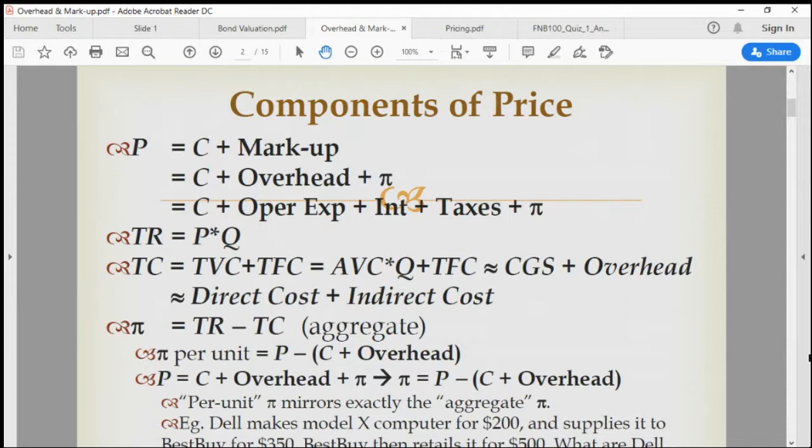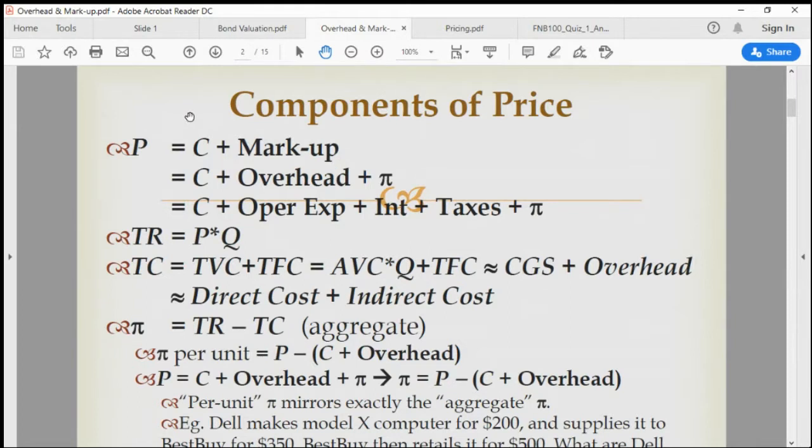Let's take a look at the determinants of the price, or the components of price. By any sensibility and common sense, we can tell that the price would have to be greater than the cost. So we can write price as cost plus markup.